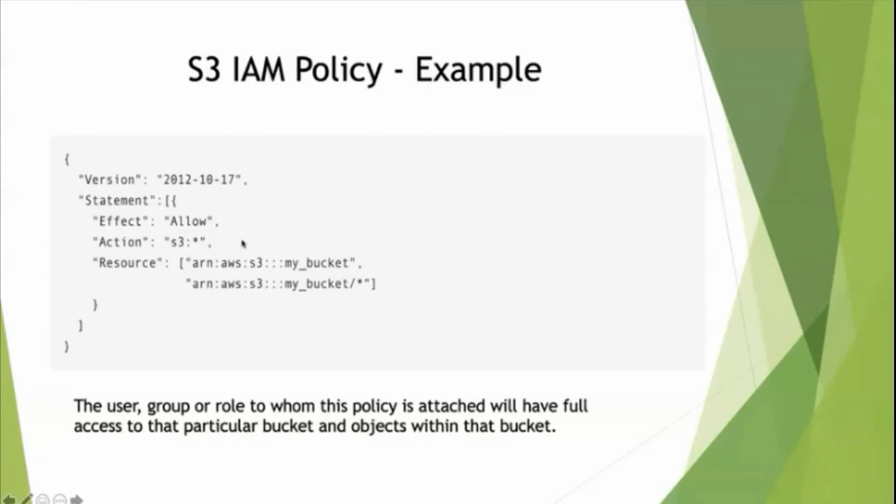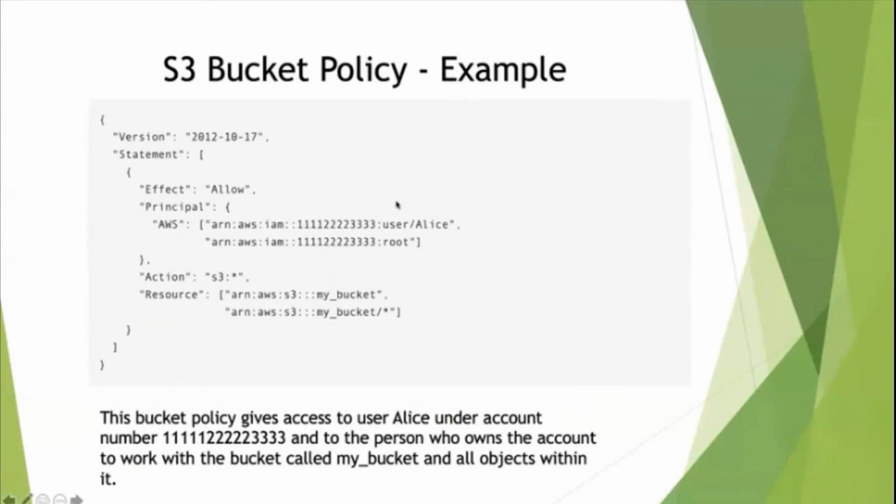Okay. But when it comes to a bucket policy, you can see over here that the principal entity is the user called Alice. This is the account ID of our AWS account. And the second principal entity is the user called root. And similarly, we are restricting access to only the bucket called my bucket and all the objects within that bucket. So this bucket policy gives access to user Alice under the account number, and also to the person who owns that account, who is called root, to work with only the bucket called my bucket and all the objects within that bucket.